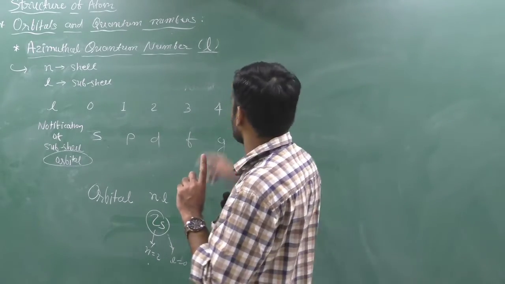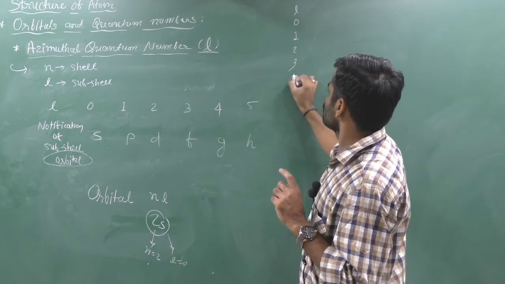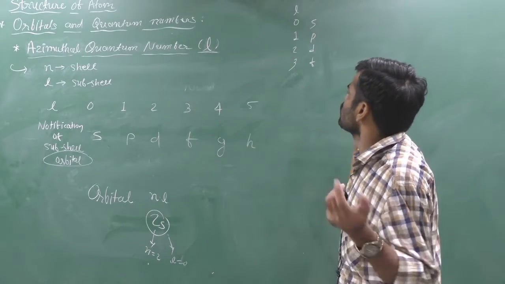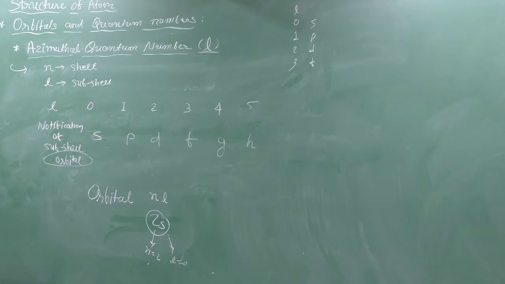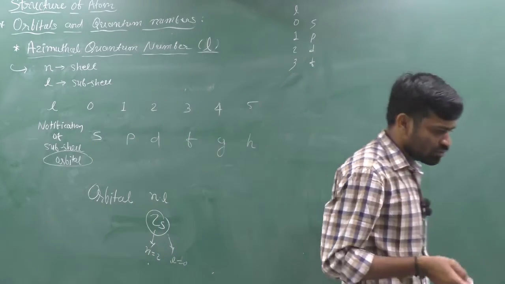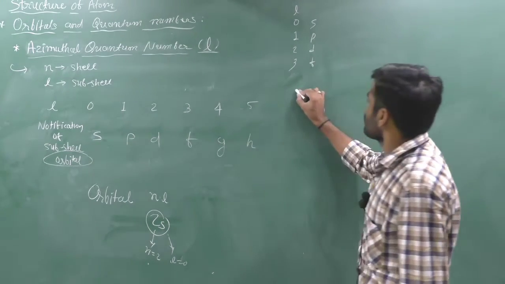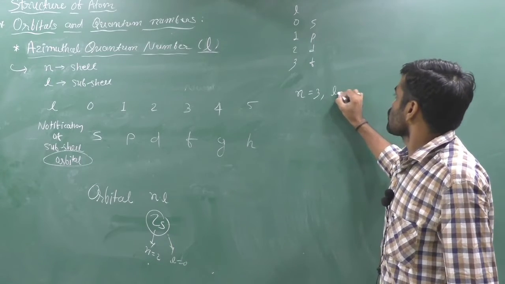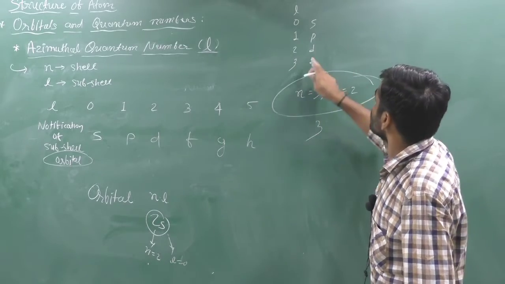Yes, always remember that L is equal to 0, 1, 2, 3, 4. We will need up to here, generally s, p, d, f. For s the azimuthal quantum number is 0, for p it is 1, for d it is 2, for f it is 3. Suppose the principal quantum number n is equal to 3 and the azimuthal quantum number L is equal to 2, then what is the orbital? Then we can say that it is 3d.